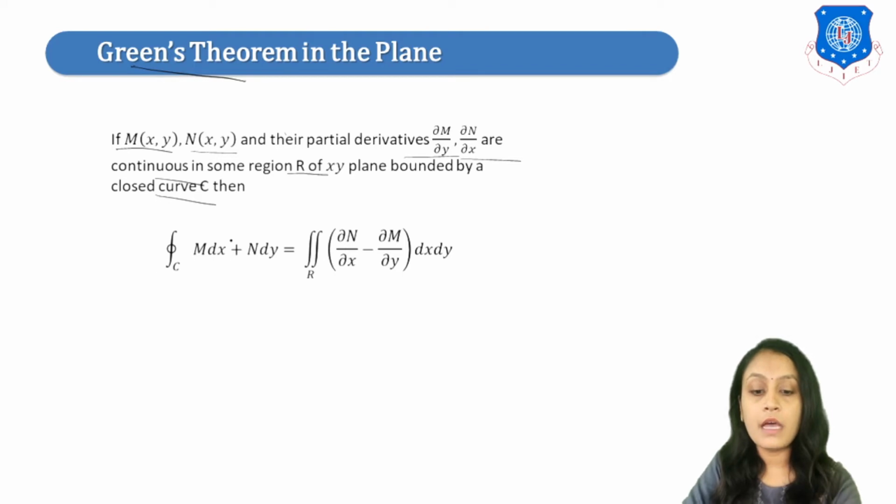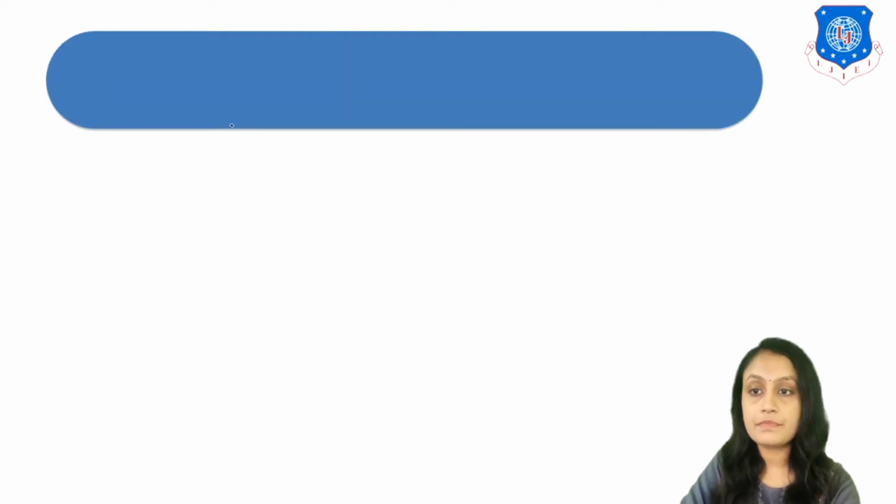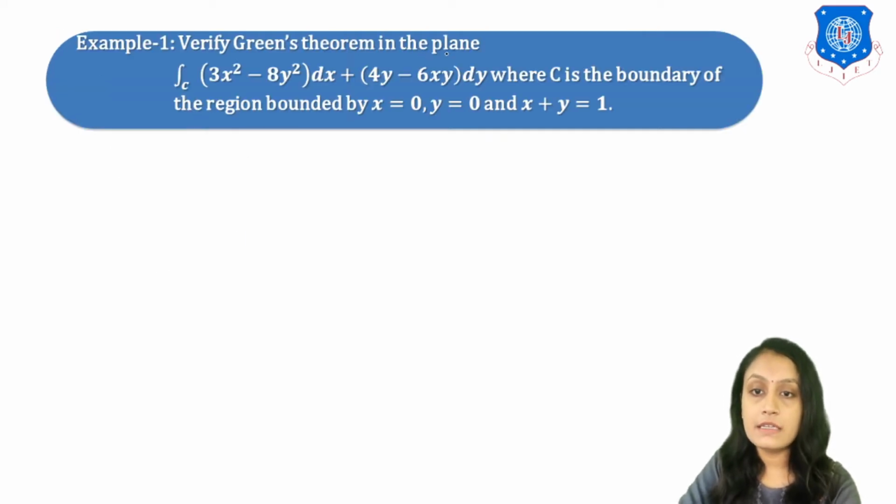Okay. Now let's solve an example. Verify Green's theorem in the plane. The integral is given as (3x² minus 8y²) dx plus (4y minus 6xy) dy, where C is the boundary of the region bounded by x equal to 0, y equal to 0 and x plus y is equal to 1.